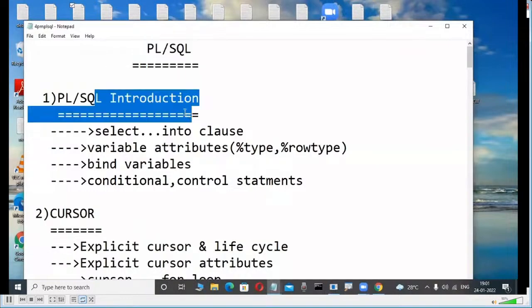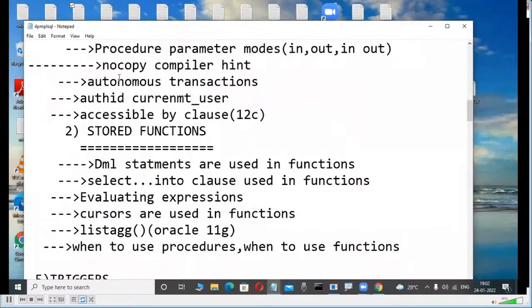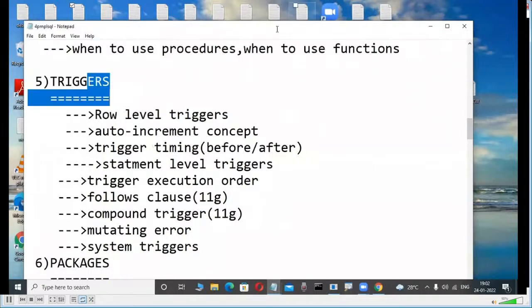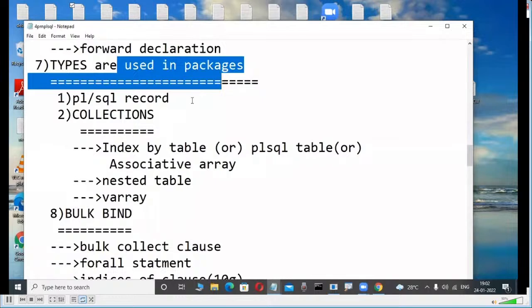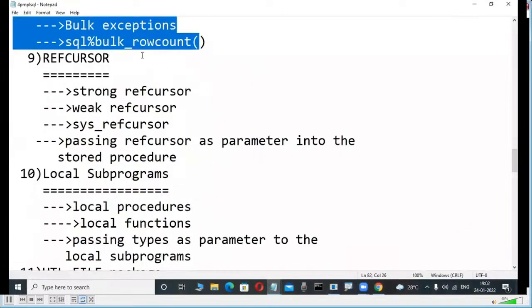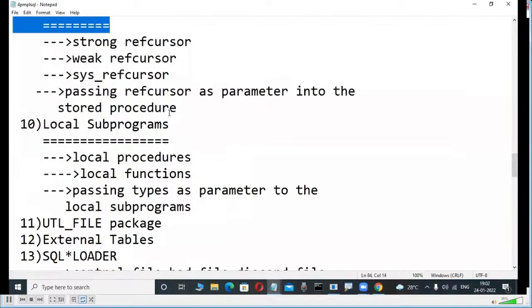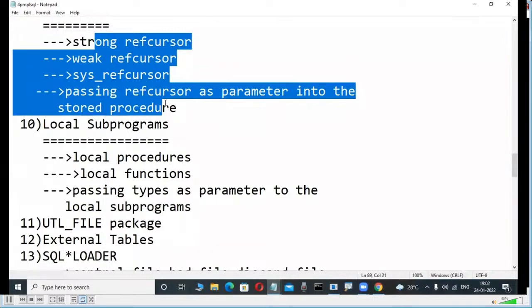PLSQL means cursors, exceptions, subprograms, stored procedures, stored functions, triggers. In our syllabus it is this only. Then packages, advanced collection types: index-by tables, nested tables, VARRAYs, bulk bind. These are the most powerful concepts in PLSQL jobs: bulk bind and ref cursors. Java developers also know ref cursors. To display multiple records, a cursor is returned through a procedure's out parameter.